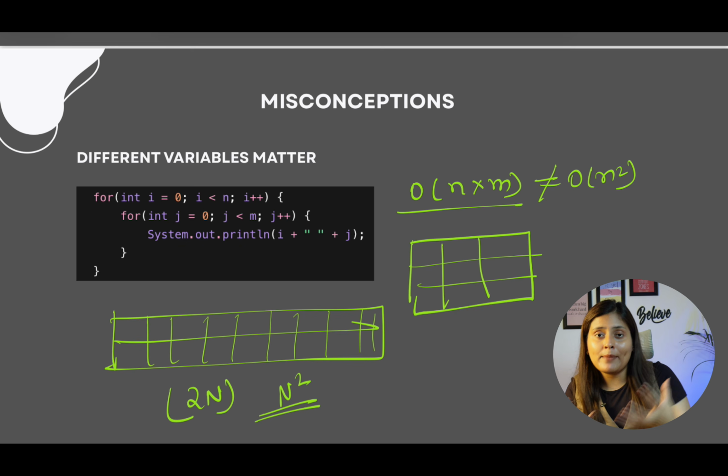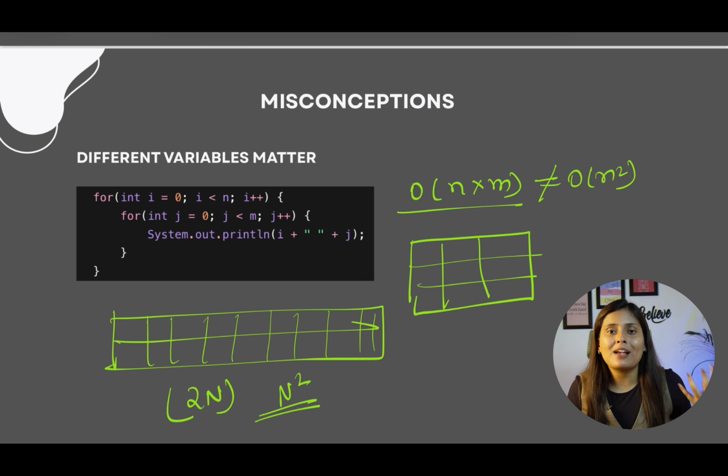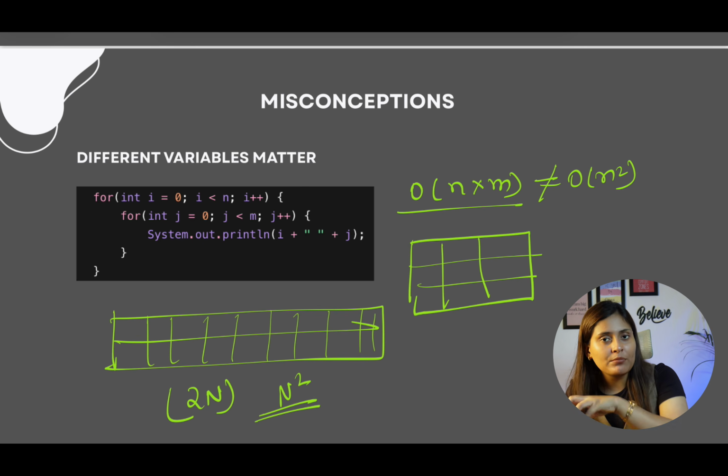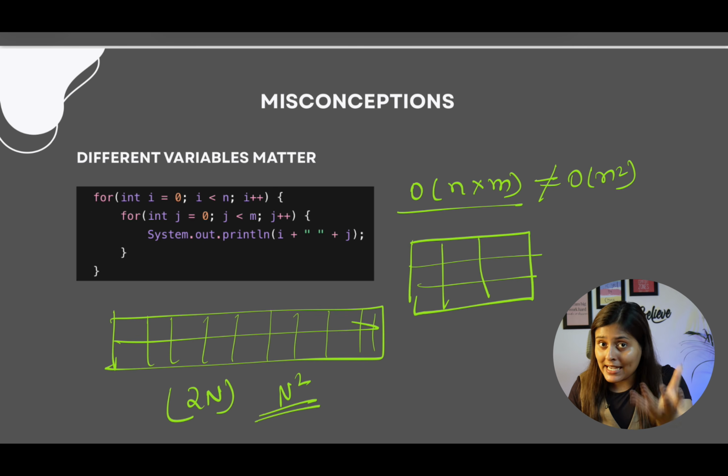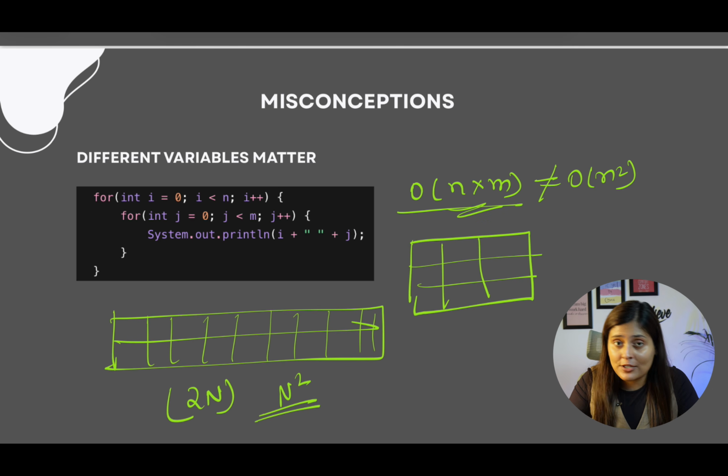So whenever it's about a 2D matrix, m cross n, don't say that it's quadratic time complexity or O of n square. Although it can mean the same thing, which is n square, when m and n are the same, still you should say m cross n instead of n square.